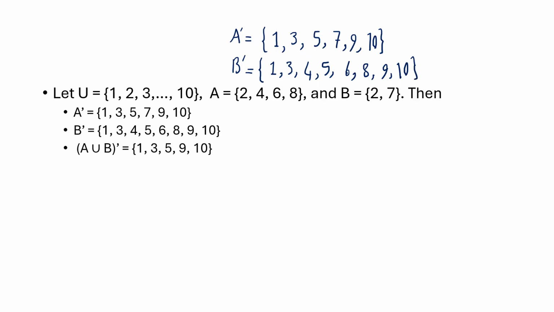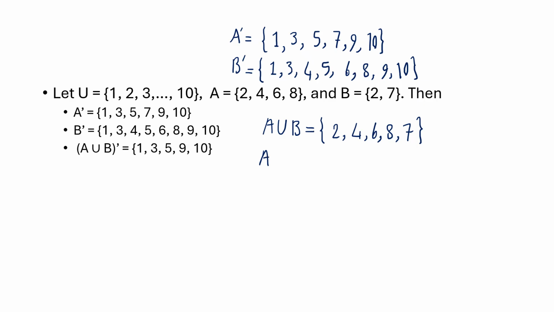Now, if you want the complement of A union B, so (A union B) prime, again, if you remember, do this step by step. Just follow the definition. So first, ignore the complement, just compute the union. What is A union B? Write down everything that is in A, so 2, 4, 6, and 8, followed by everything in B. 2 is already there, so we don't write that again. So just 2, 4, 6, 8, and 7.